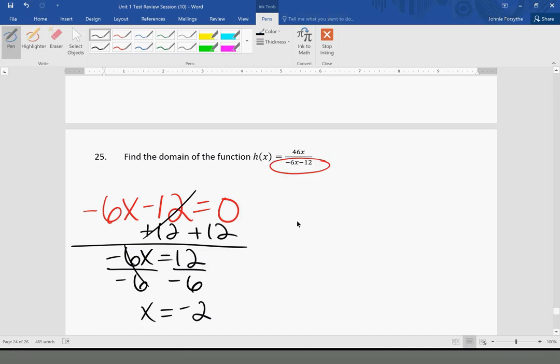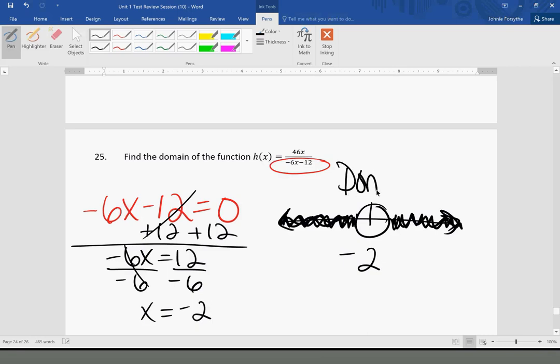So for the domain of this function, if we think about it on a number line, if we didn't see what's circled in red, it would be all real numbers. Everything here would be the domain. But that's not true because we want to exclude negative 2. So we don't want to include negative 2 in our domain. So everything except negative 2 is the domain. Because if we include negative 2, what happens to the denominator? It equals 0. So this is the graph of our domain.